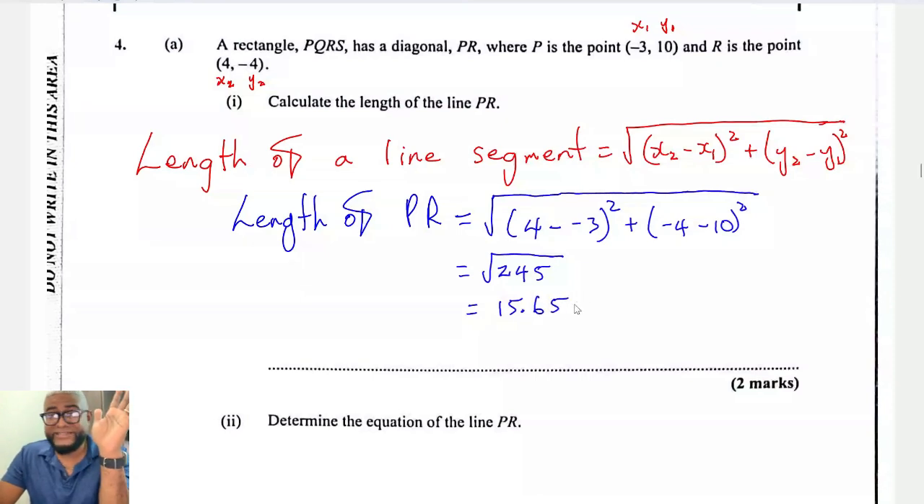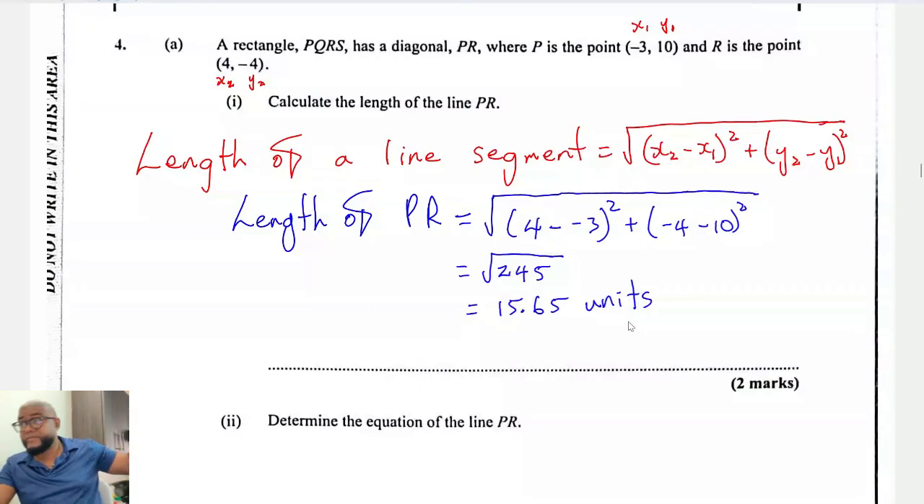15.65. Everybody get there? Now we put units, because it's a length. It has to have units because we don't know if it's centimeters or meters, unless the question specifically states it. Everybody good there? 15.65 units, 2 marks in the bag. Well, let's see how easy it is to get marks in CSEC.